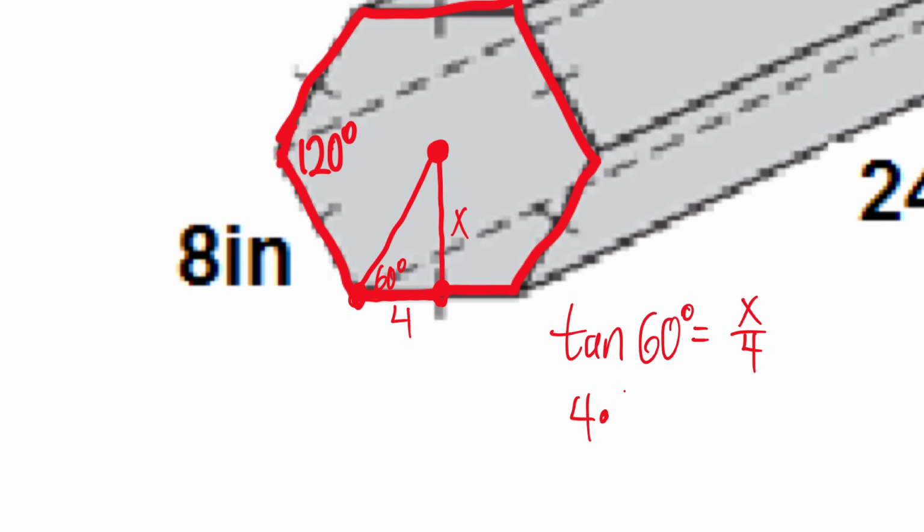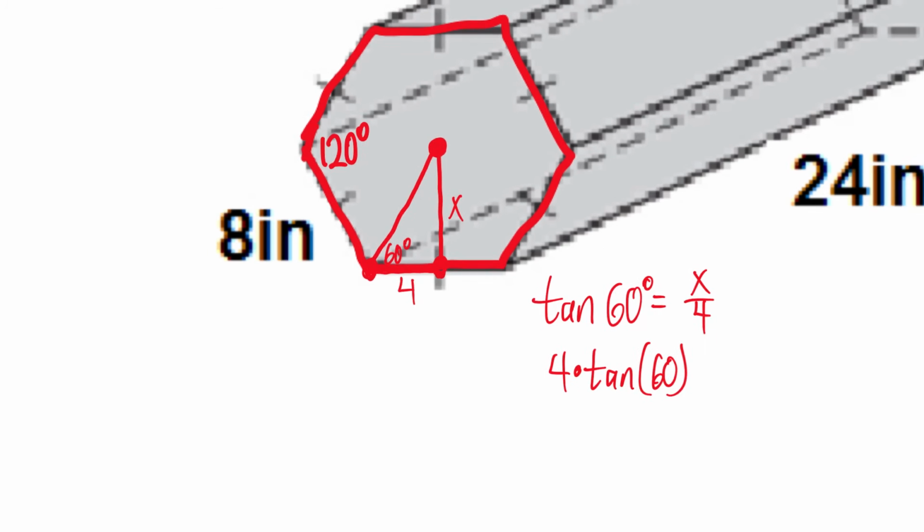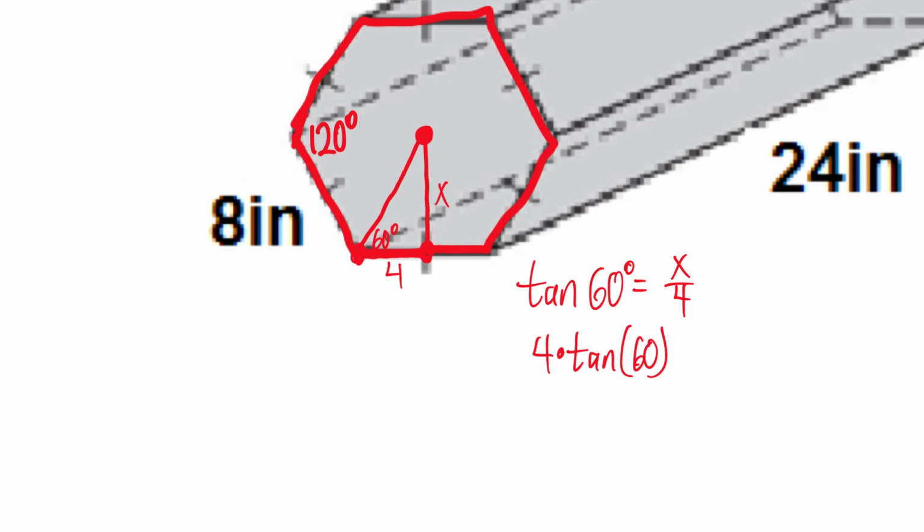We multiply 4 times tan of 60, which I know we could apply special right triangles here, but I want you to remember how to use this trig stuff. So 4 times tan of 60 is what? 6.9282. Okay, we'll say 6.93. So that's the apothem, 6.93.